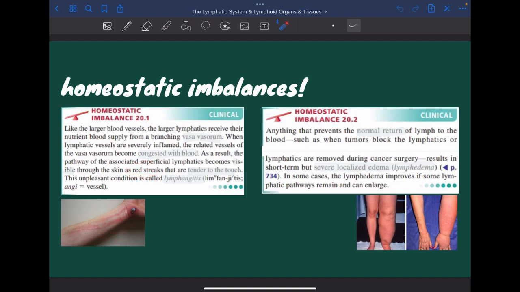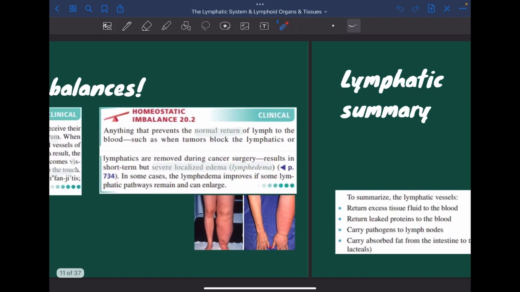Lymphedema is basically an abnormality, due to a tumor blocking the vessels or something similar, that limits or inhibits the return of the lymph back to the blood. So there is edema or swelling in the specific region. So it's called lymphedema.